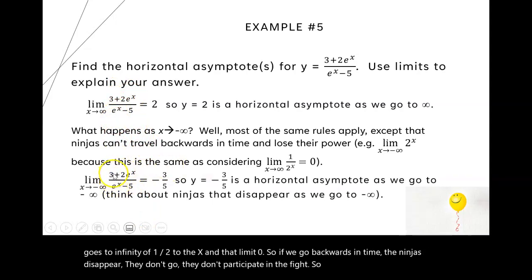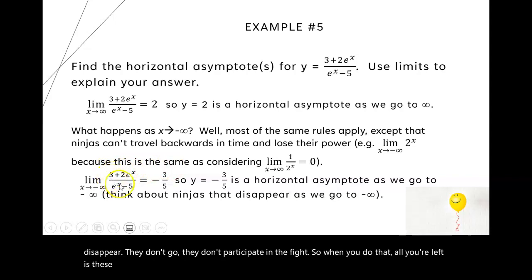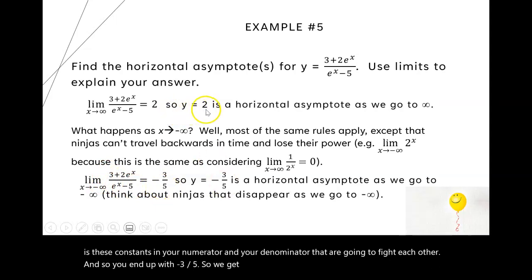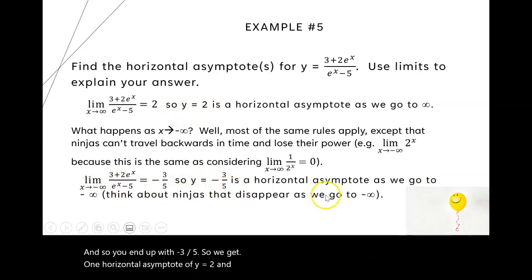So when you do that, all you're left with are the constants in your numerator and your denominator that are going to fight each other. And so you end up with negative 3 over 5. So we get one horizontal asymptote of y equals 2 and one of y equals negative 3/5. Ninjas disappear as we go to negative infinity.